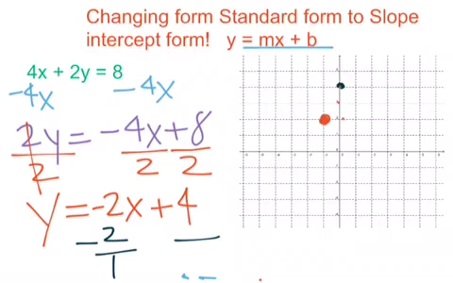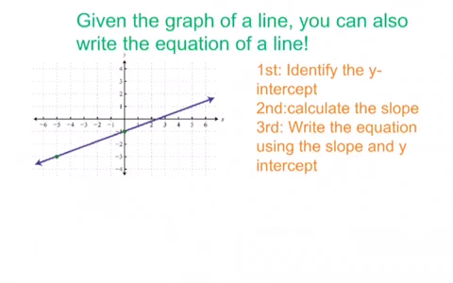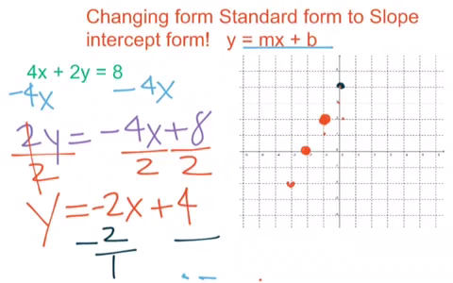Same thing. Go down 1. Oops, sorry. Go down 2. Oops, I'm doing that wrong. We're going to go down 2, boom, boom, over 1. Down 2, boom. Why is it doing that? Down 2 over 1. Okay, we could also reverse it and go up a positive 2.